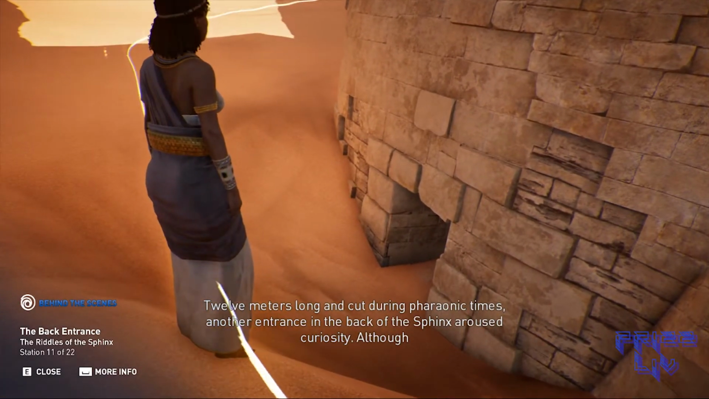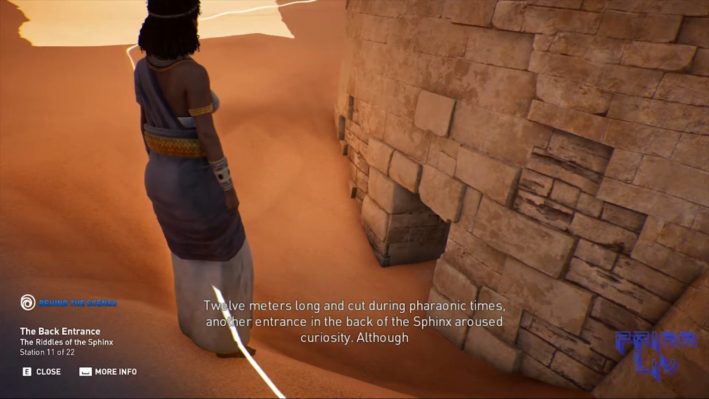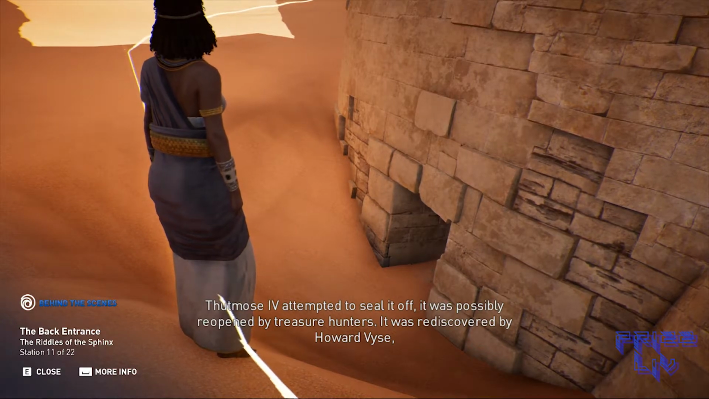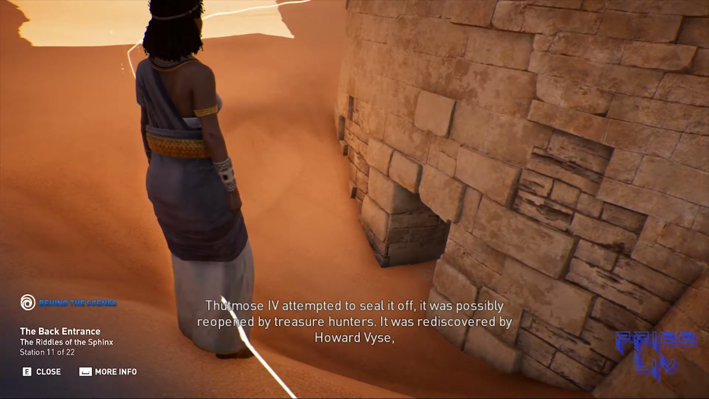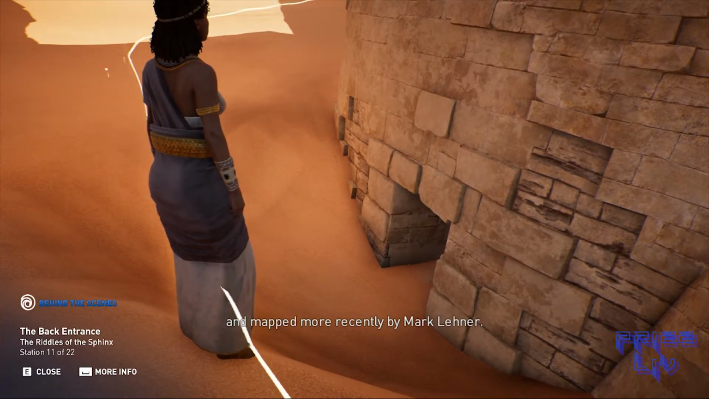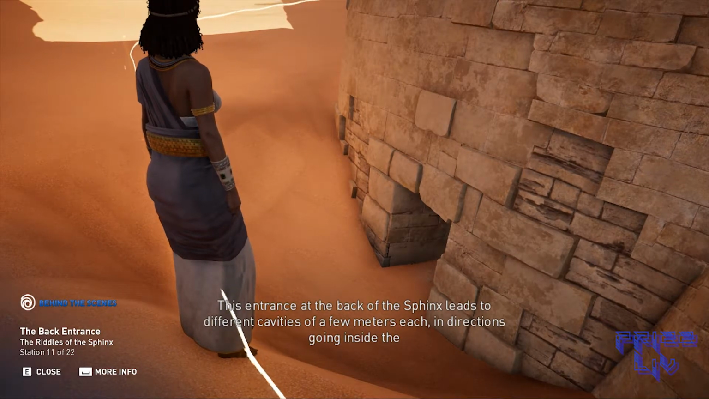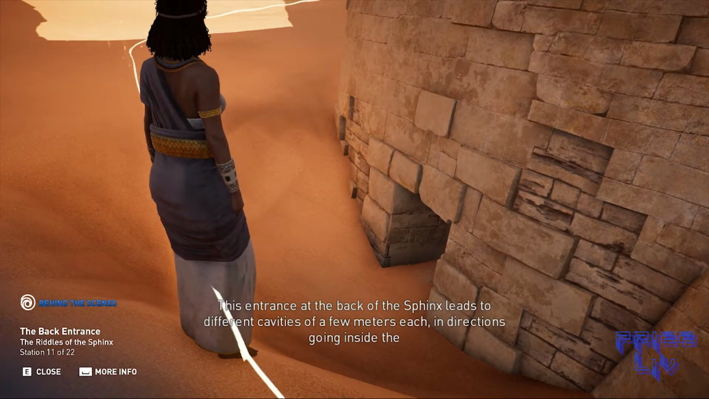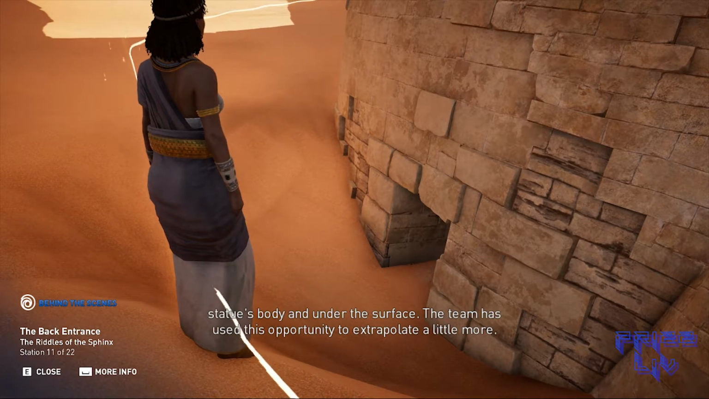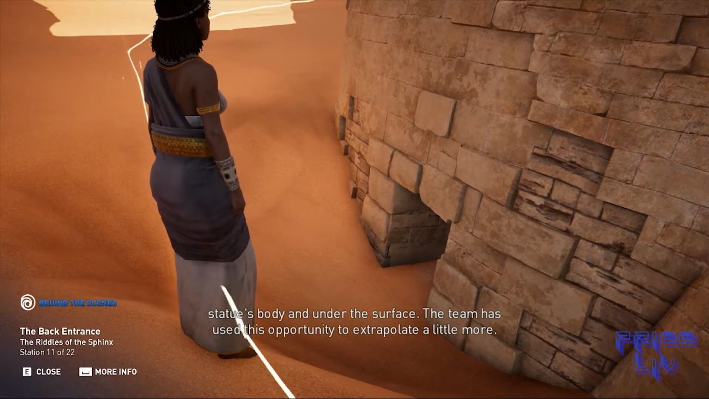Twelve meters long and cut during pharaonic times, another entrance in the back of the Sphinx aroused curiosity. Although Thutmose IV attempted to seal it off, it was possibly reopened by treasure hunters. It was rediscovered by Howard Vyse and mapped more recently by Mark Lehner. This entrance at the back of the Sphinx leads to different cavities of a few meters each, in directions going inside the statue's body and under the surface. The team has used this opportunity to extrapolate a little more.